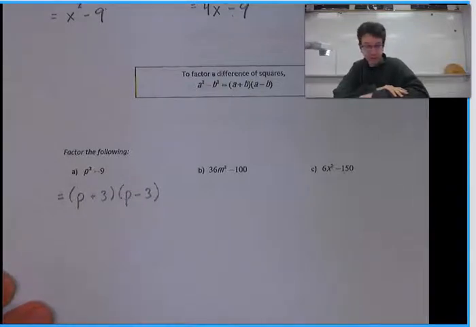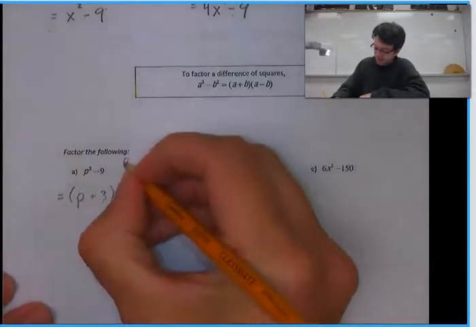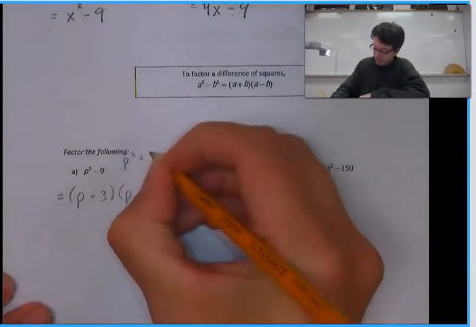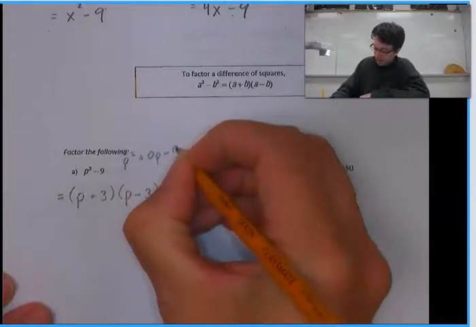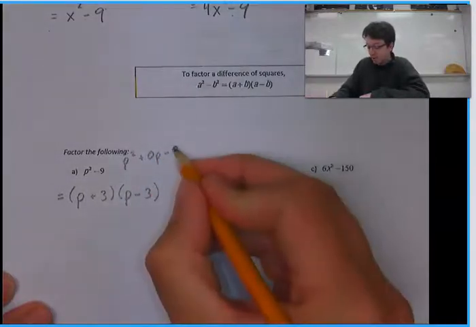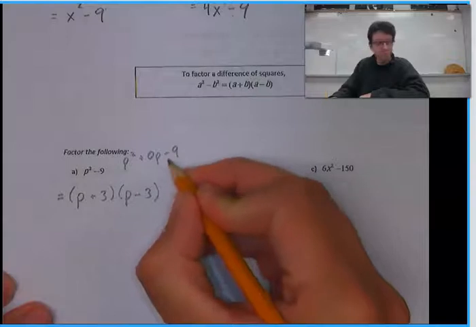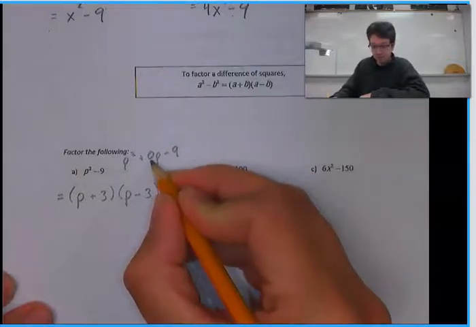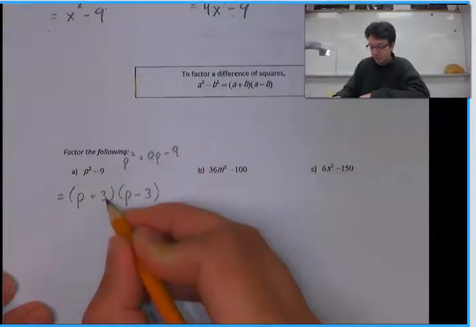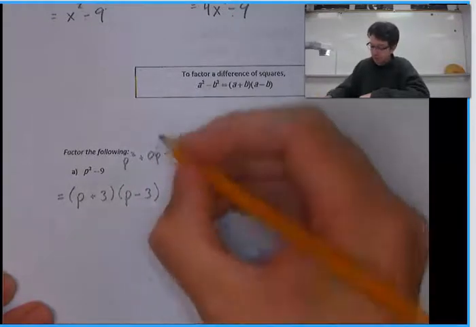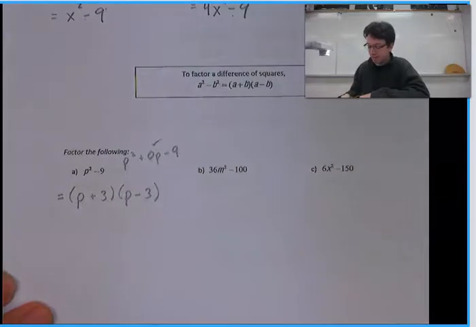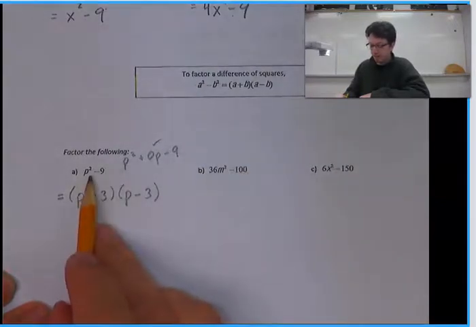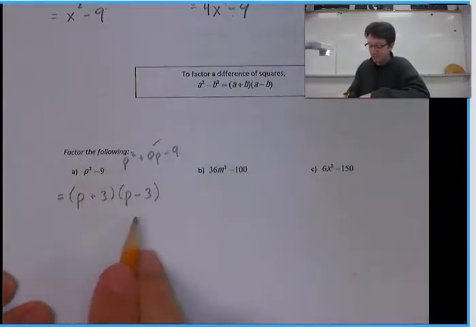If we're not sure, we could always expand this and think of it as p squared plus 0p minus 9. And we can ask ourselves, what two numbers multiply to give us minus 9 and add to give us 0? So in this case, it would be 3 and minus 3. So yeah, it works. This is the way we did it yesterday, but now we're just using the idea of a difference of squares to do it this way.